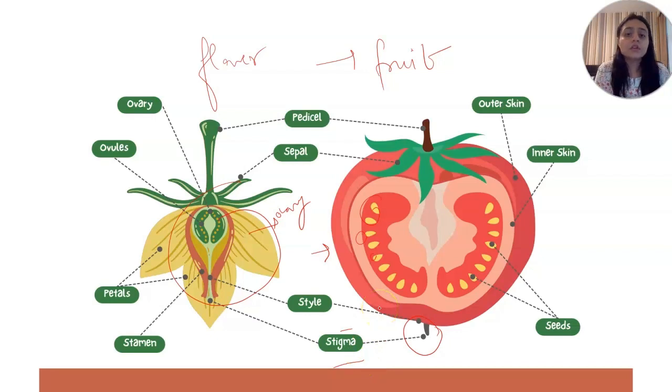So that was all about part 1 of chapter number 9, reproduction in plants. In part 2 we are going to see the seed dispersal part and the asexual reproduction in plants.